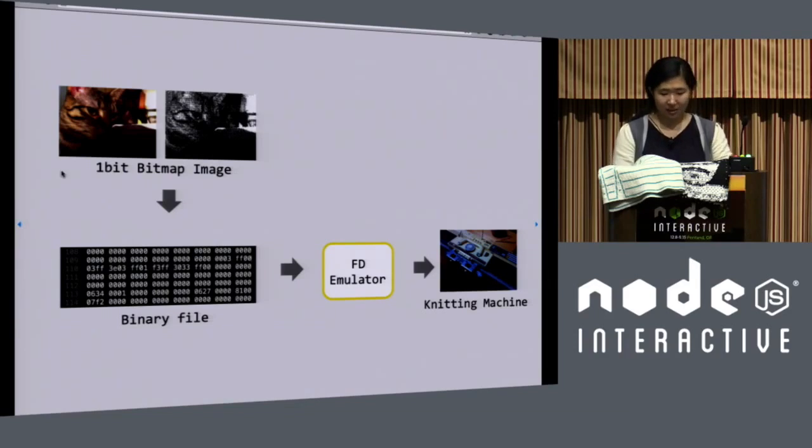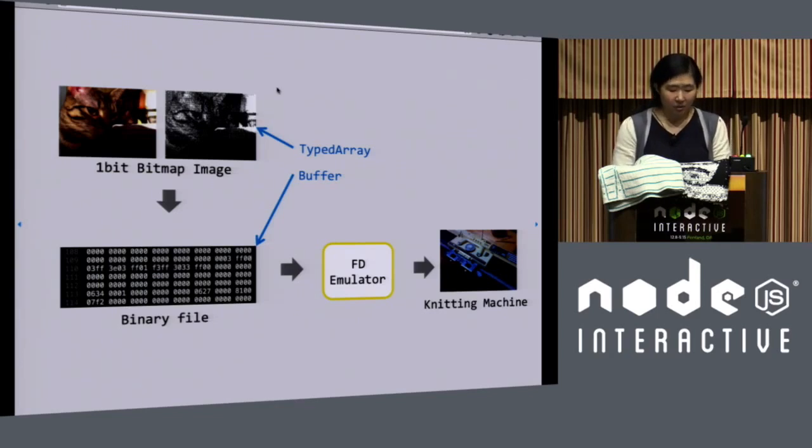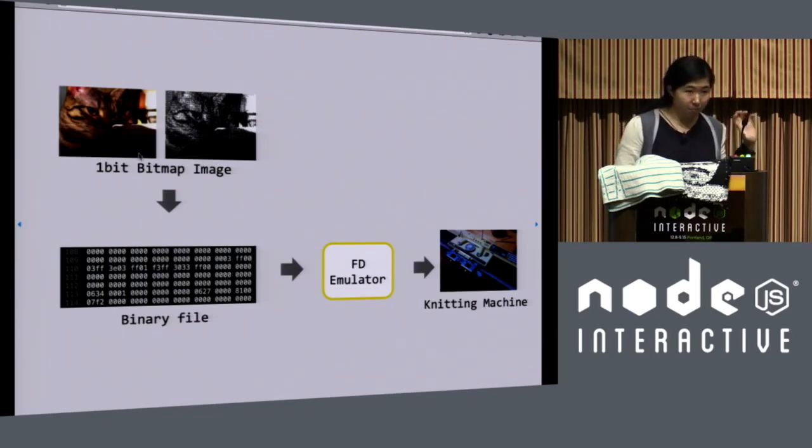So the process is somewhat simple. You have some kind of image that you want to use for your pattern, and you need to make one bitmap image. If you want to know how to turn a color photo into just a black and white dotted photo, I'm more than happy to talk about that. Then you use that image, turn it into a binary file of a bunch of hexadecimal numbers, and use a floppy disk emulator to talk to the knitting machine.